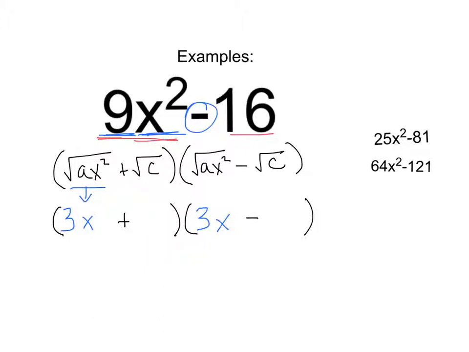If we look at c, we're looking for the same values. c is 16. The square root of 16 is 4. So we can just drop a 4 right in there. That's it. We're done. 3x plus 4 and 3x minus 4. It's so much simpler than that old definition makes it seem. Let's do another.